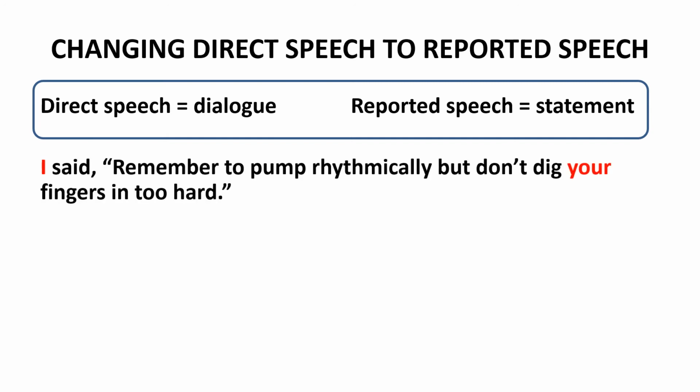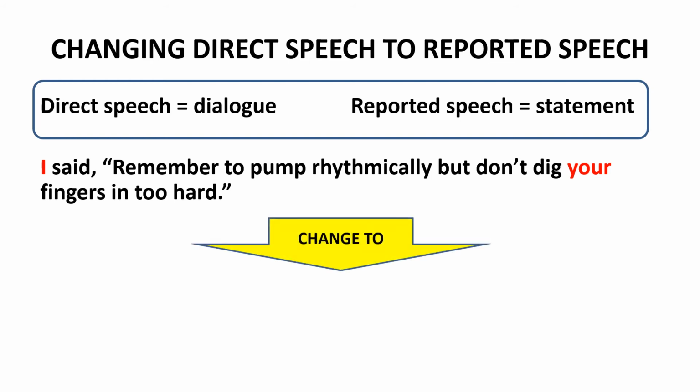So let's say the sentence is, I said, remember to pump rhythmically but don't dig your fingers in too hard. Okay, this is direct speech, a dialogue. So you need to change it to reported speech. How do you change it? The most important thing that you need to change is the pronouns, and some parts of the sentences. So the most important thing is to change the pronouns.